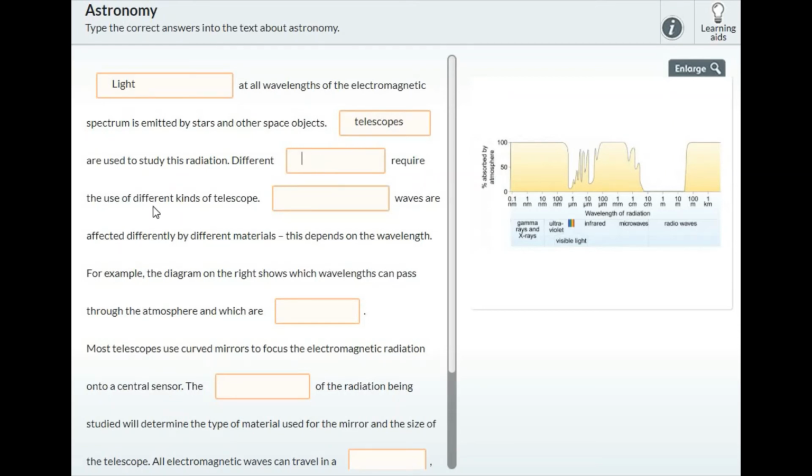Different something require the use of different kinds of telescopes, so the different wavelengths require the use of different kinds of telescopes. Something waves are affected differently by different materials. This depends on the wavelength. So electromagnetic waves are affected differently by different materials. This depends on the wavelength. For example, the diagram on the right shows which wavelength can pass through the atmosphere and which are absorbed.